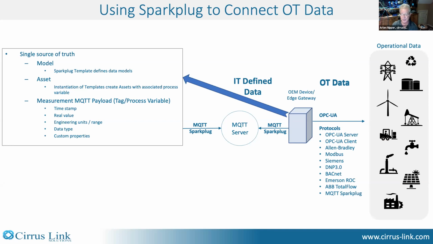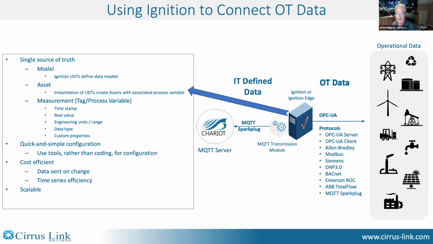Now, what I'm going to do is step through a very quick commercial implementation of this that's out there in the world today, and that is using a product like Ignition, which is an industrial application platform that lets me go and build models in that platform called user data types. And those user data types can be instantiated to create assets, and then those assets have measurements. And now I've got a single source of truth for my machine on the factory floor all the way up into my operational system.